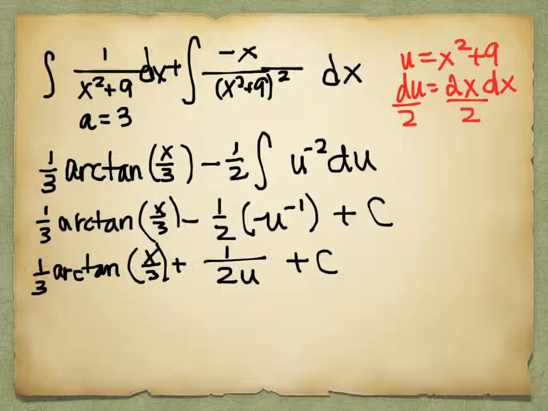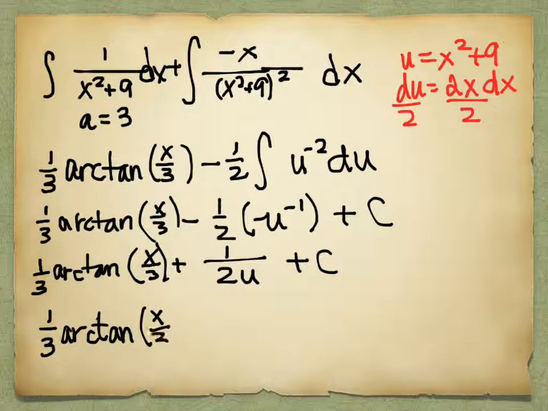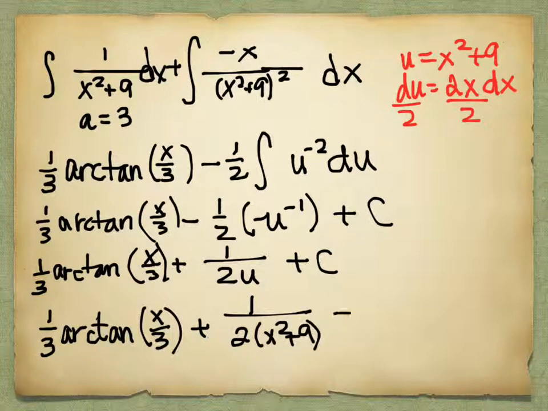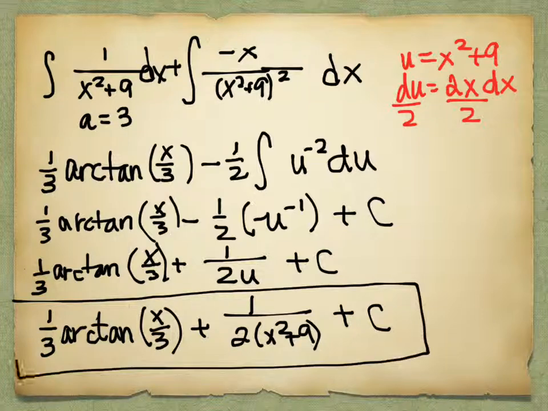Am I done? I need to put that u back in. But other than that, I am, right? I'm done with the doing the antiderivative part of it anyway. All right, so I've got plus 1 over 2 times x squared plus 9. If you want to multiply that 2 through, you can. You don't have to. The beautiful thing at this point is that nothing combines with that arctangent, so you're done. Any questions?